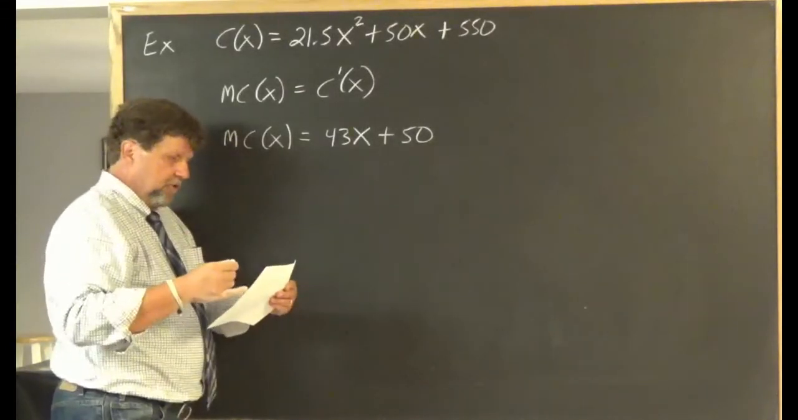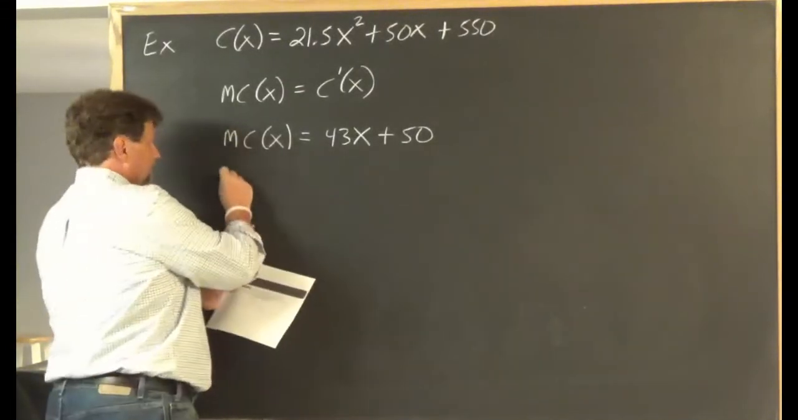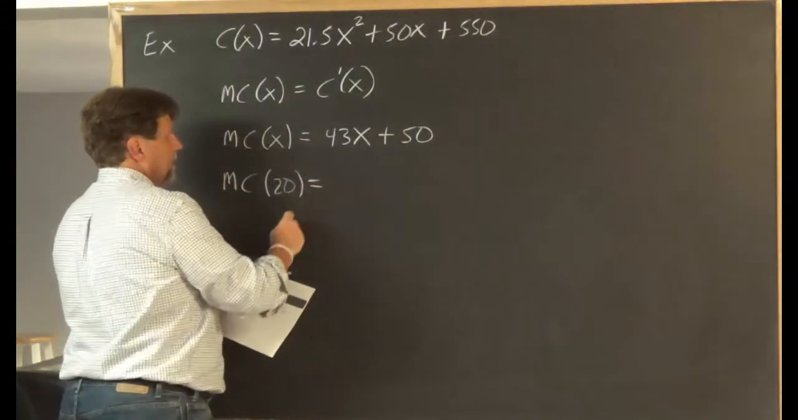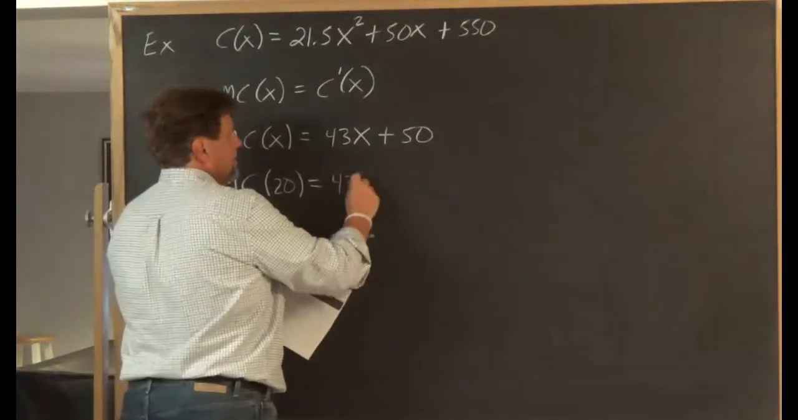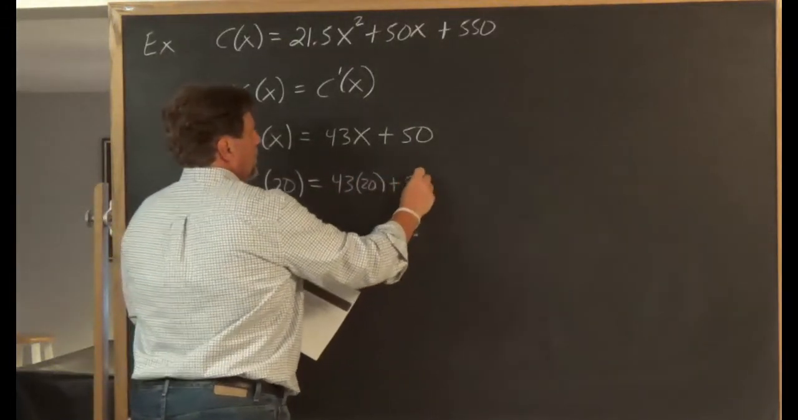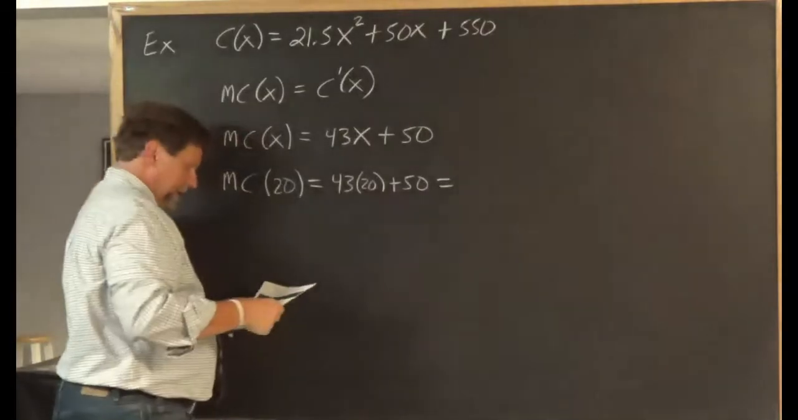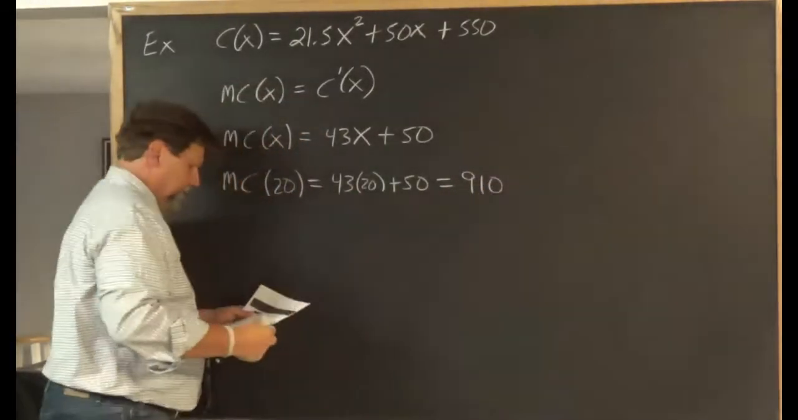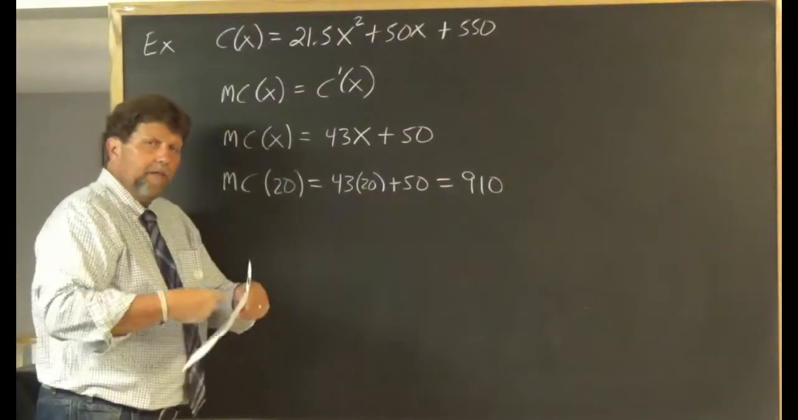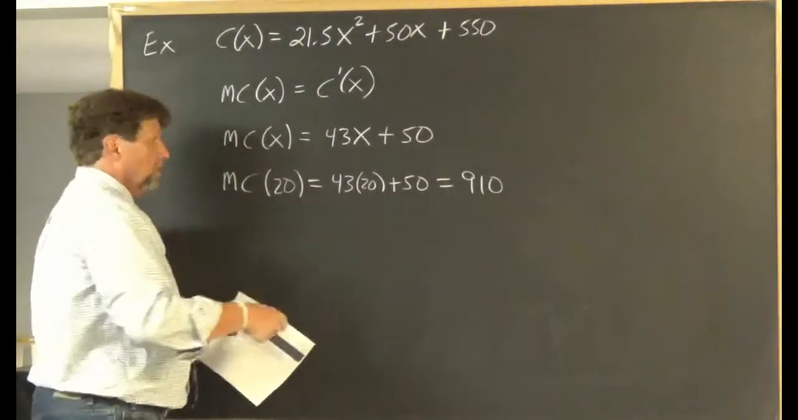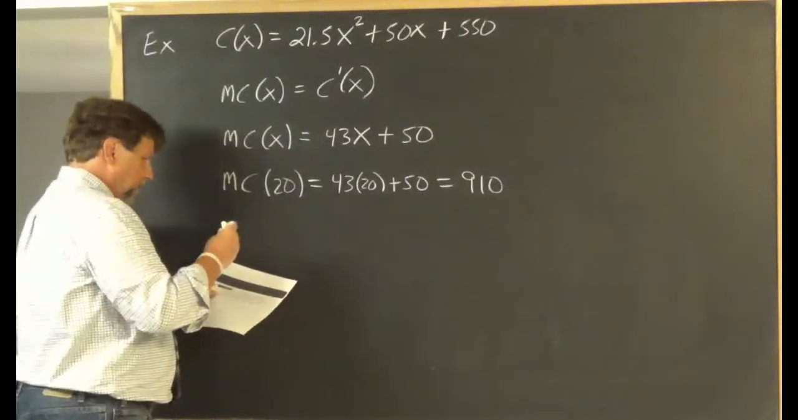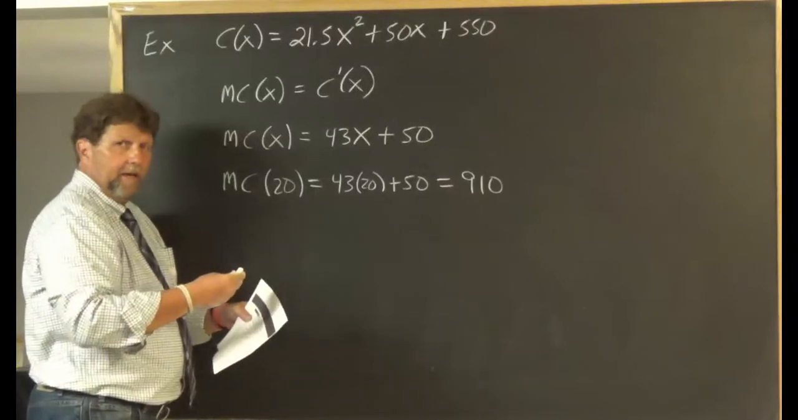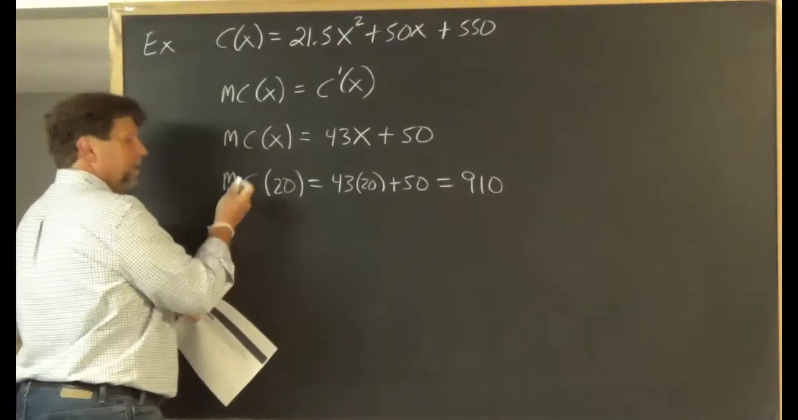Next we're supposed to evaluate and interpret MC of 20. Well, we put 20 in for the x, and we do 43 times 20 plus 50. My calculator gives me 910. So what does this mean? Well, in the marginal business function world, this means that when we're currently producing 20 upright pianos, let me write that down.